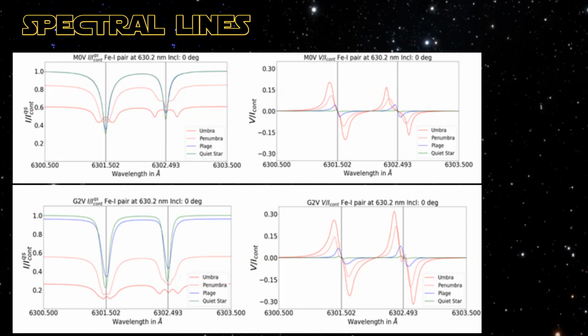And here on the lower panel, you have the same, the V by I continuum and the I by I continuum for the G star. This is in the visible, and again you see three splittings for the umbra. You see mostly the central bulge for the penumbra because your field is horizontal, and you again see a change in the line strength based on where you have simulated your spectral lines.